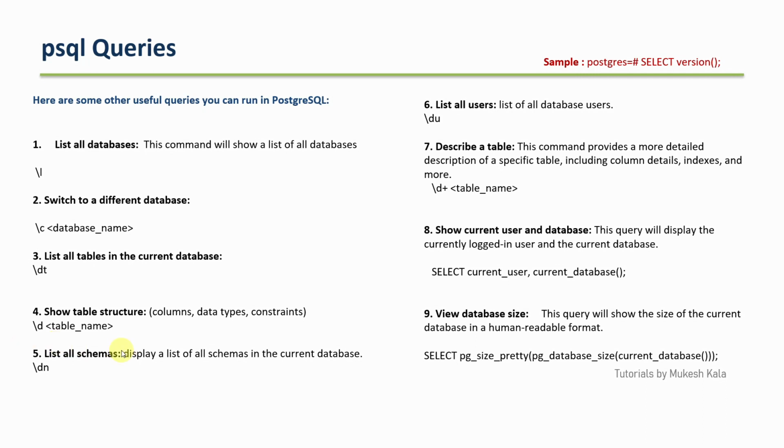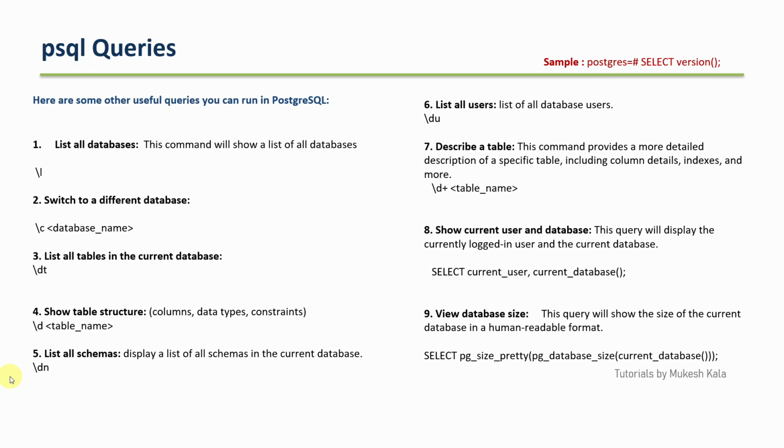If I want to know all the schemas, I will write \dn, right? To get all the users, \du. Describe a table, this is the syntax. How do you actually write queries to get the current user from the database? I can say current_user comma current_database, and this will give you all the information about the user logged in to the current database. You can view the database size using this query, right?